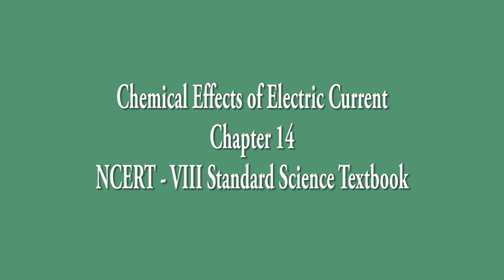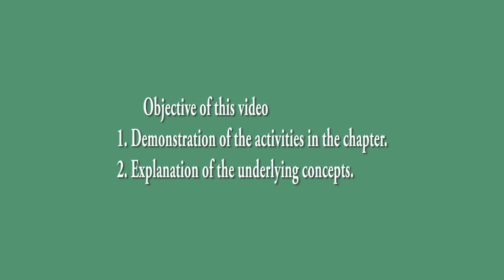This video, made for chapter 14 titled Chemical Effects of Electric Current, is made for students with two objectives in mind. 1. To demonstrate in a simple way the activities suggested in the chapter. And 2. To provide the fundamental concepts underlying these videos to give students a brief overview of the chemistry happening here. That being said, the overarching objective would be to get students enthused about chemistry. There is a whole lot of chemistry in our daily lives, and these activities here will provide you a good introduction to it.